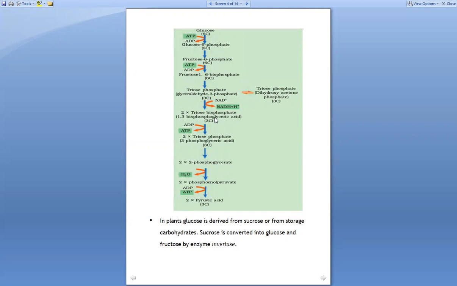So here what happens is, the glyceraldehyde 3-phosphate, with NAD+, gets converted to NADH plus H+. That is, here the reduction takes place, and for this reason the H+ is being formed, right? So the H is being utilized, and for this reason NAD+ gets converted to NADH plus H+. With this, glyceraldehyde 3-phosphate gets converted to 2 into triose bisphosphate, right?